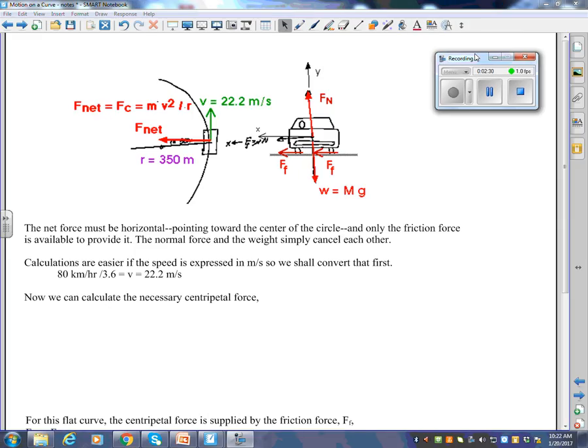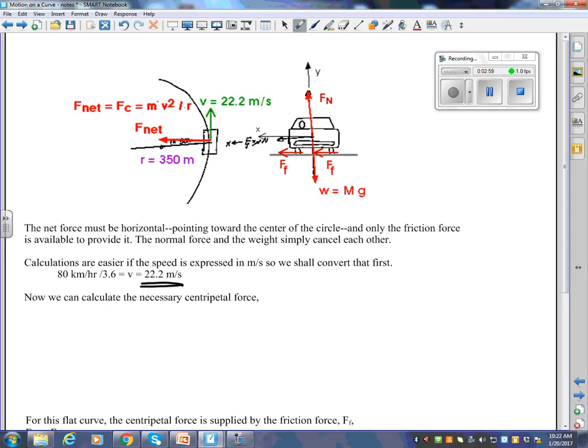Okay, so the net force must be horizontal, pointing toward the center of the circle, and only the friction force is available to provide it. The normal force and the weight simply cancel each other out. The calculations are easy if the speed is expressed in meters per second, so here's a little review about how to do that. 80 kilometers an hour divided by 3.6, so the velocity of the car is 22.2 meters per second.